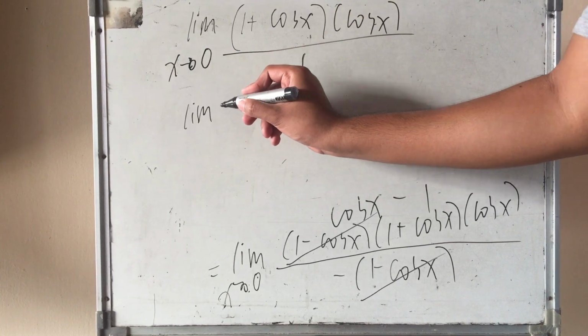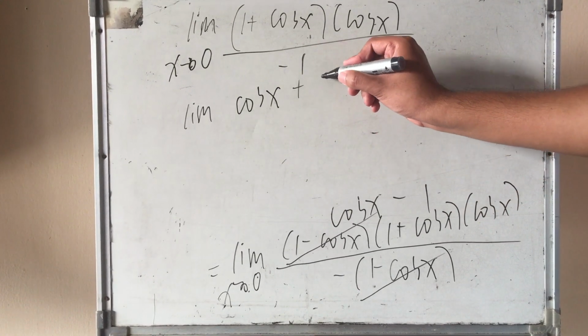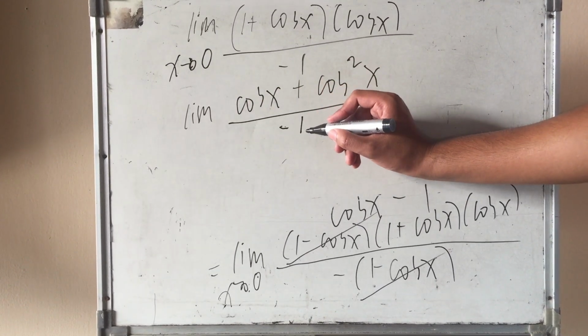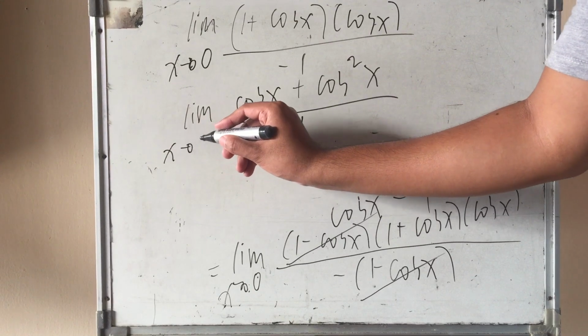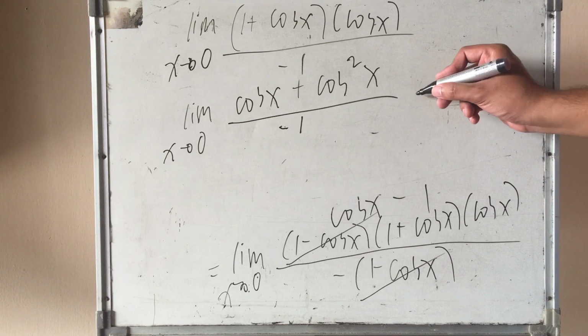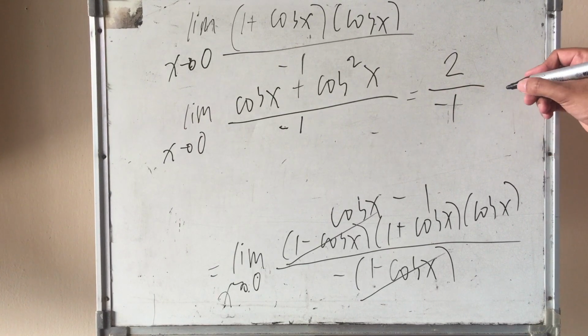Then distribute the cosine x on the numerator. The limit of cosine x plus cosine squared x divided by negative 1 as x approaches 0. So you can now substitute the value x equal to 0 in our equation. So cosine 0 plus cosine squared 0. Cosine 0 is equal to 1, plus cosine squared 0 is equal to 1. So we have 1 plus 1, 2 divided by negative 1. So this is equal to negative 2.